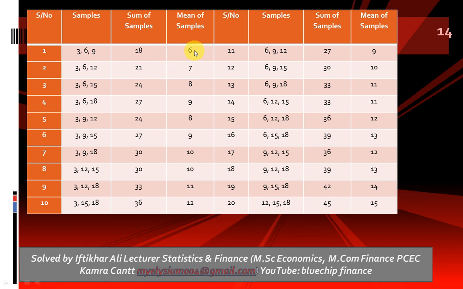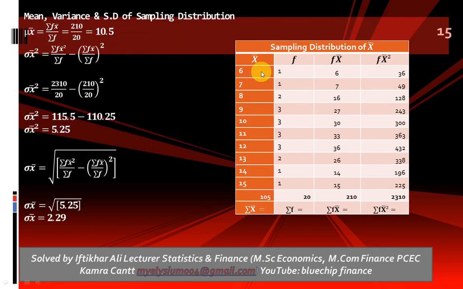The least value is 6, then 7, 8, 9, 10, 11, 12, 13, 14 and 15, and just write down the frequency of each item. So these are the values and these are the frequencies given here, and we need two more calculations, f x bar and f x bar square. So f x bar is simply the multiplication of these two. So the sum of f x bar is 210, the sum of f is 20.